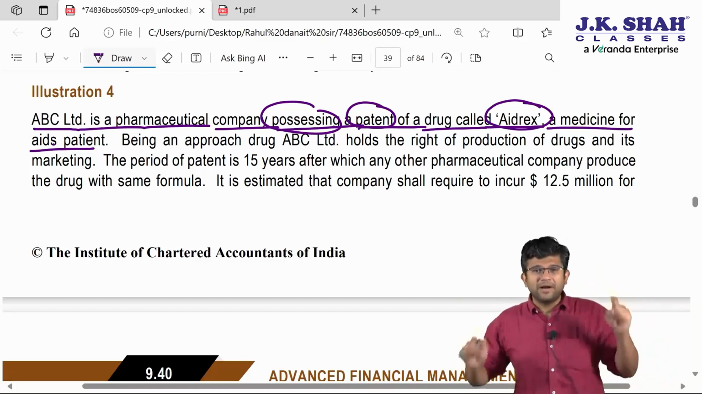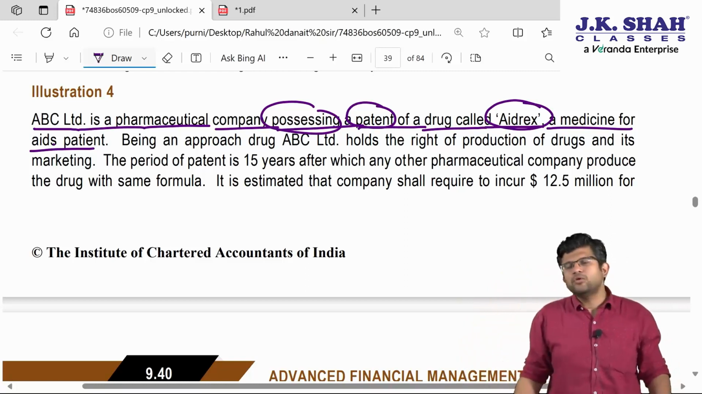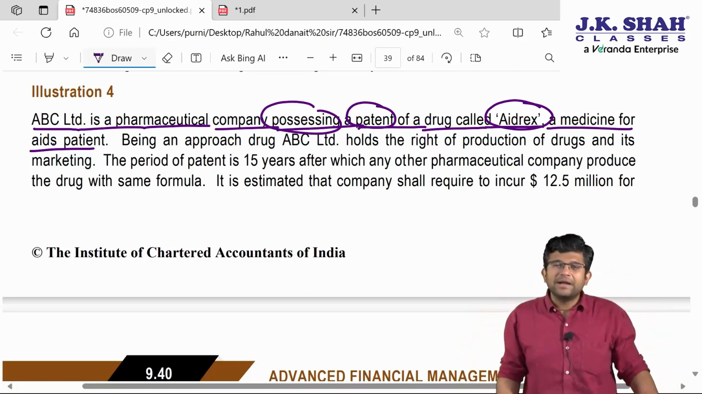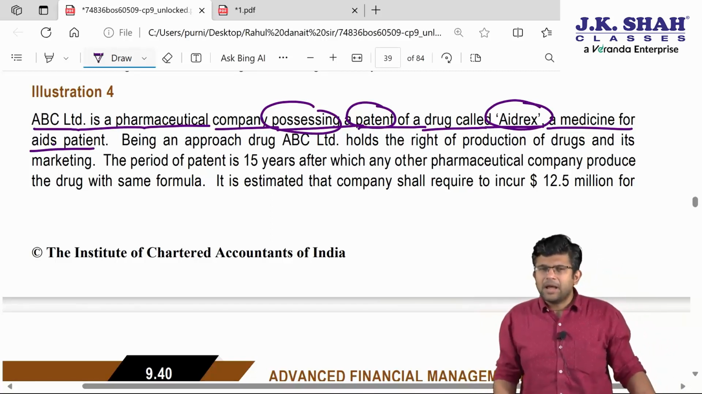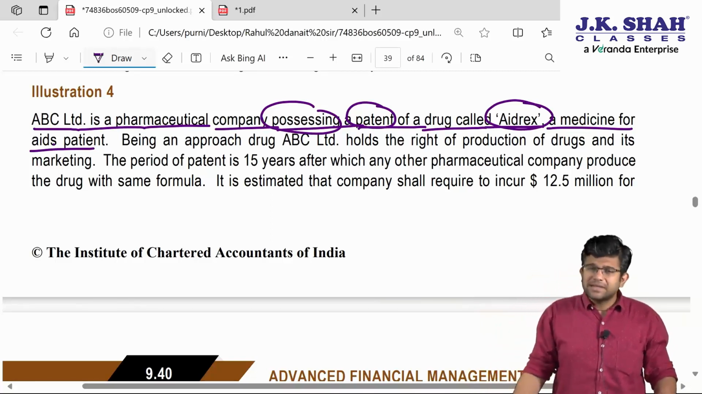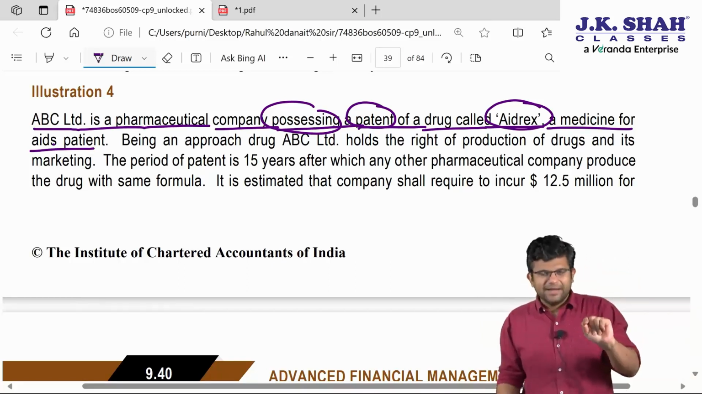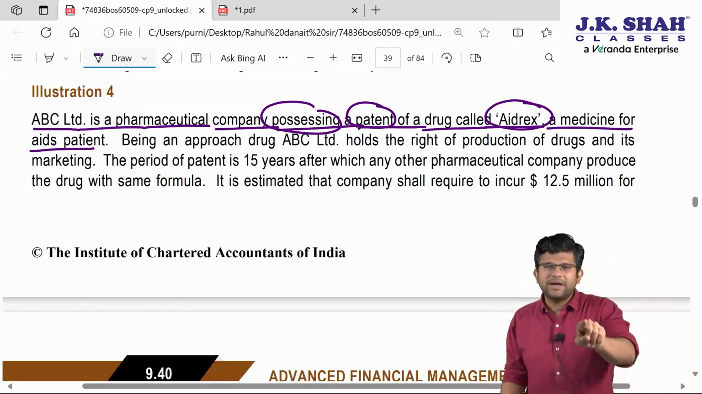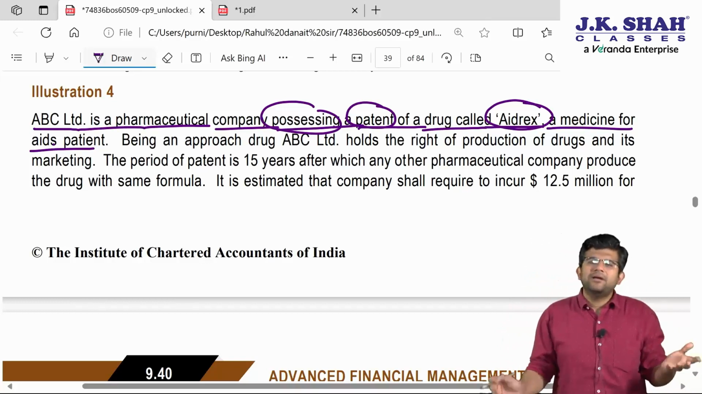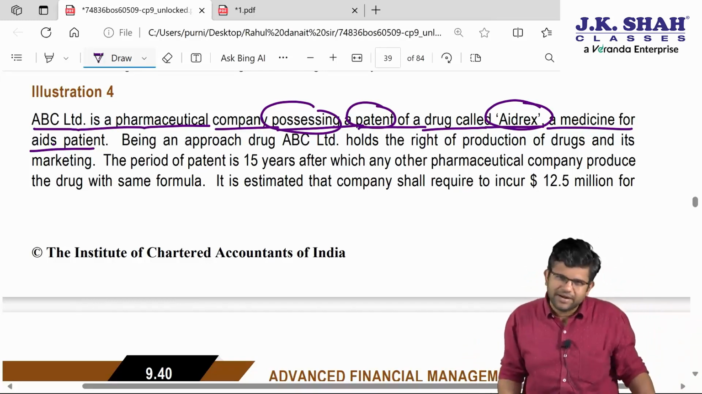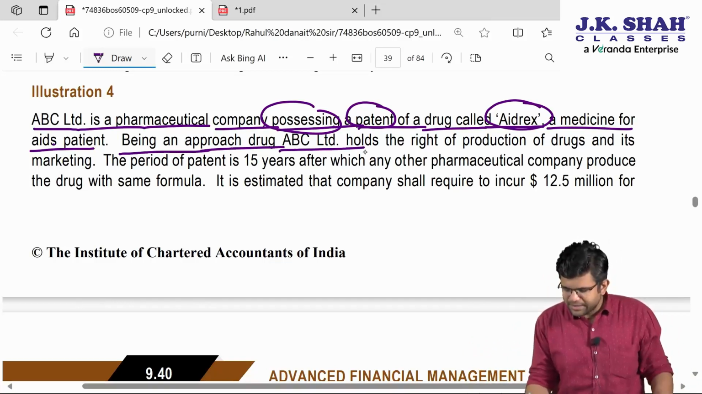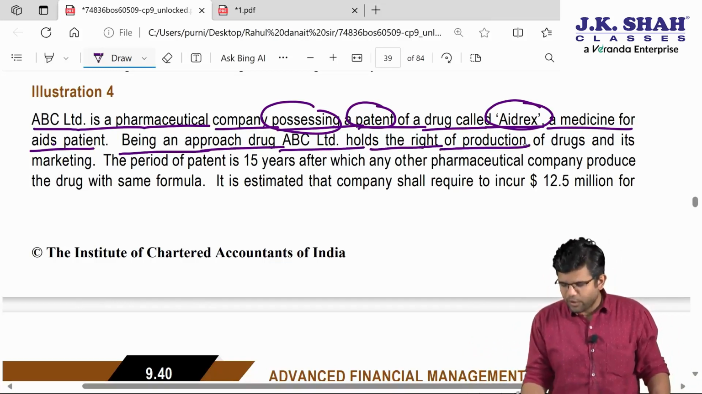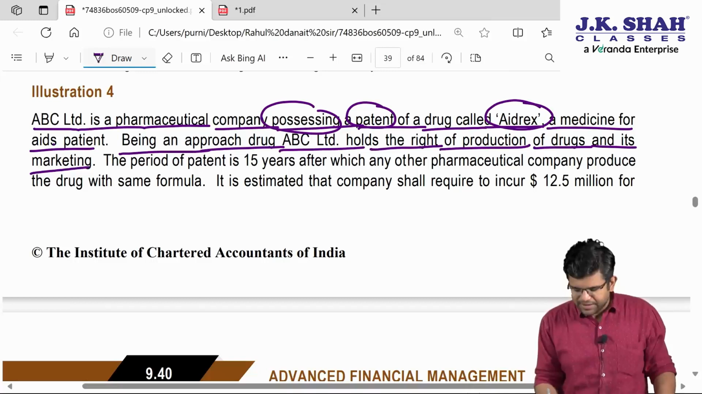So the moment the word right comes, do you realize we are entering into the sphere of options, right? It is a right. Now right means this company has the right to either produce the drug, or it has the right to sit and do nothing. Everybody clear till here? Now, being an approved drug, ABC holds the right of production of drugs and its marketing.